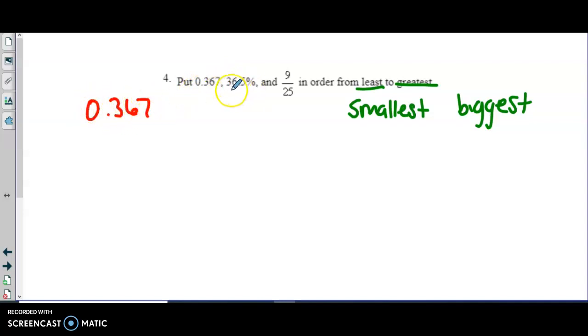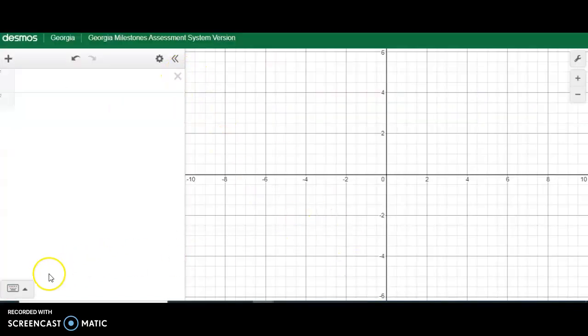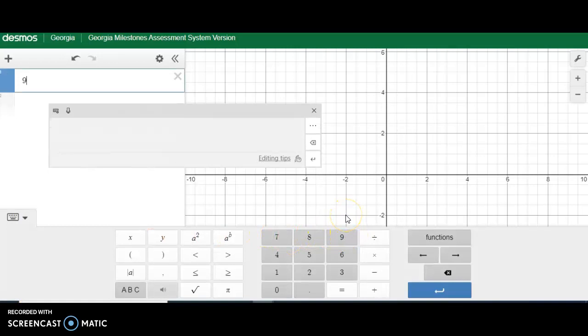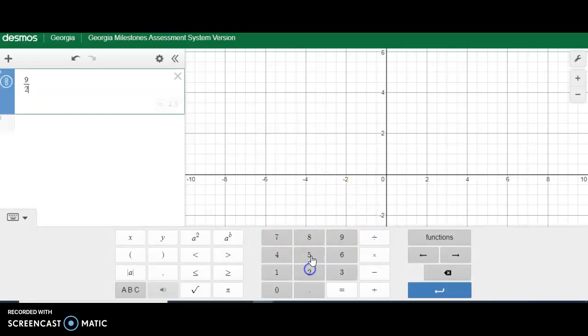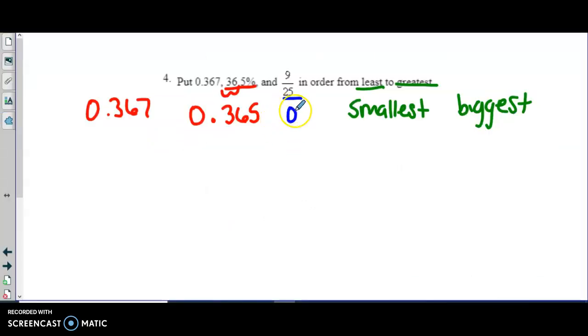I'm going to convert this percent to a decimal. And to go from a percent to a decimal, we're going to move it 2 times to the left. So this would be 0.365 as a decimal. And then 9/25, if I want to convert this to a decimal, I would go to my calculator and type in 9 divided by 25, and that's 0.36 as a decimal. So these are my 3 things that I'm comparing. And now I'm going to put them in order from smallest to biggest.